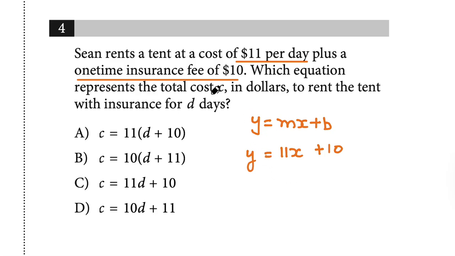Now, in our question, the total cost is C, not Y. So let's replace Y with C. And the number of days is D, not X. So it is 11D plus 10. Okay, C is the right option. Correct?